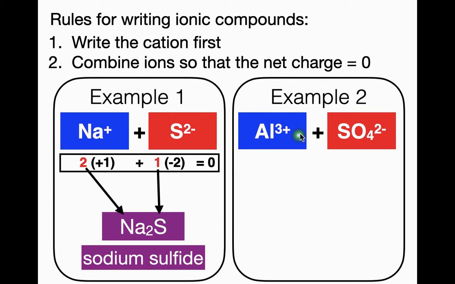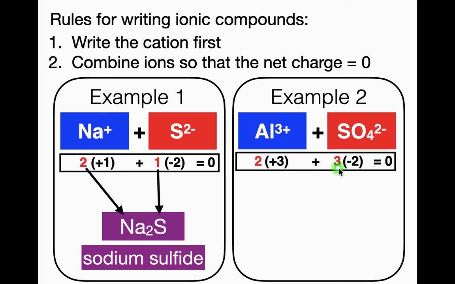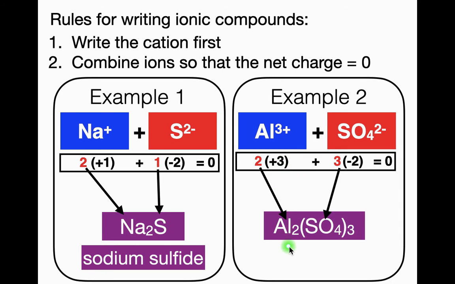So we've got aluminum with a +3, sulfate with a -2. So we do exactly the same thing. We want to add together the charges so that it equals 0. So our coefficients would be a 2 and a 3. 2 times a +3 is a +6. 3 times a -2 is a -6. So combined together they give us a net charge of 0. So when we write our chemical formula, we're going to need to have 2 aluminums and 3 sulfates.